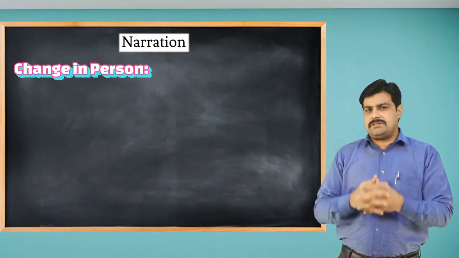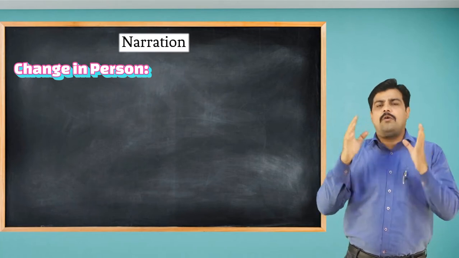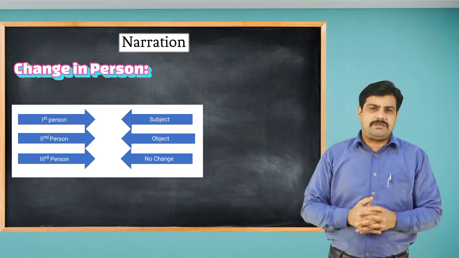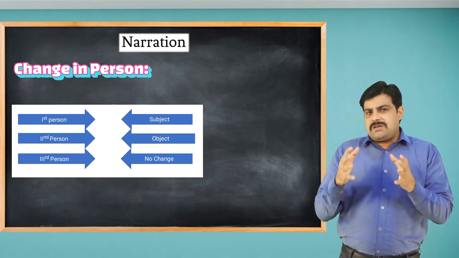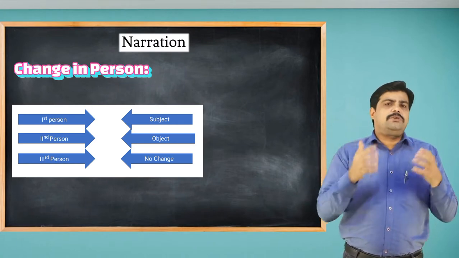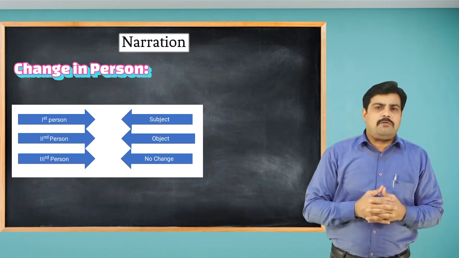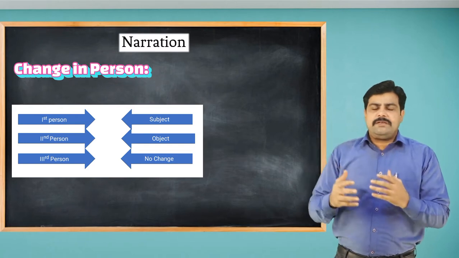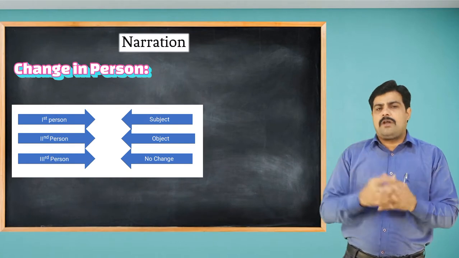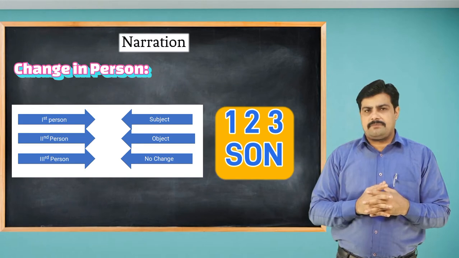Let's see the person change. First person pronouns in reported speech are always changed according to the subject of the reporting verb. The second person pronouns in reported speech are changed according to the object of the reporting verb. Third person pronouns in reported speech are not changed. You can remember this with the formula, change in person, and this is the formula you see on the screen.